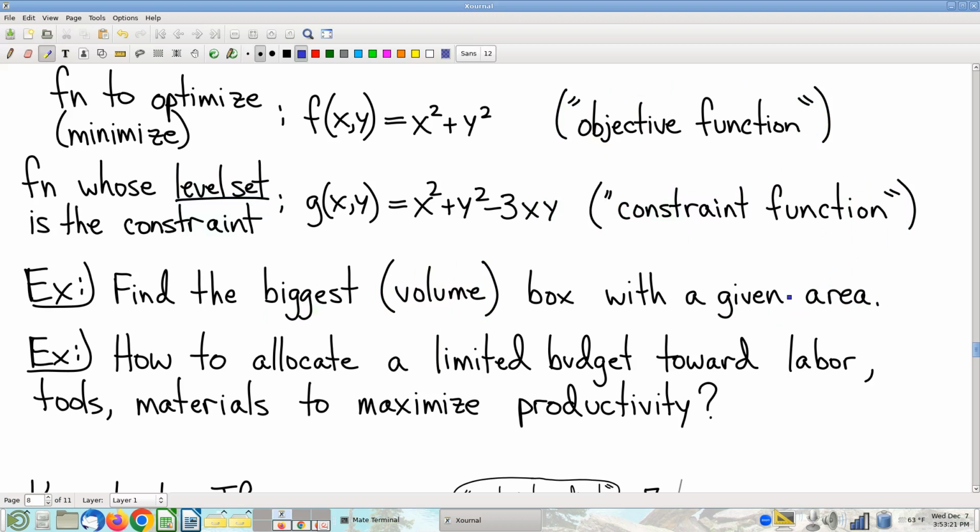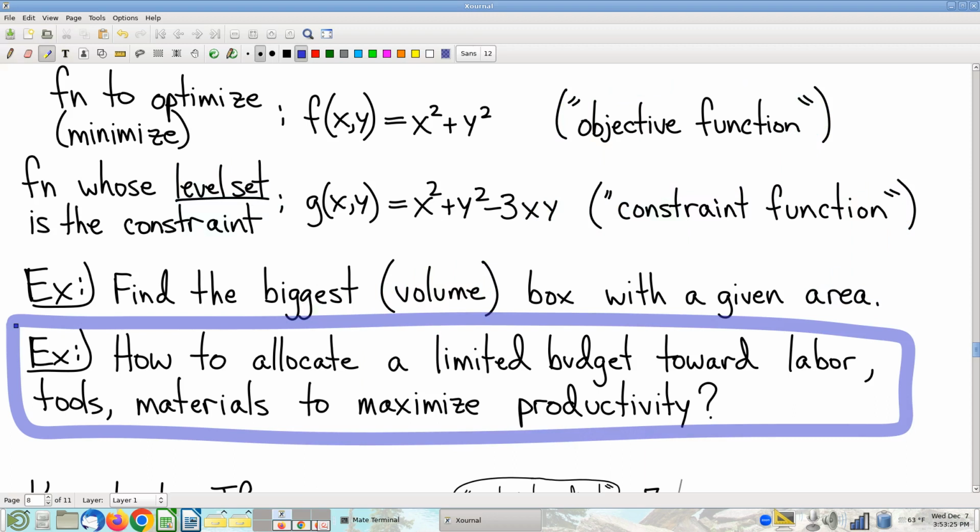Here's another real-world scenario. Let's suppose you're running a small business and you want to, very reasonably, maximize your productivity. Of course you do, right? And the thing is, we have a limited budget. We only have so much money.